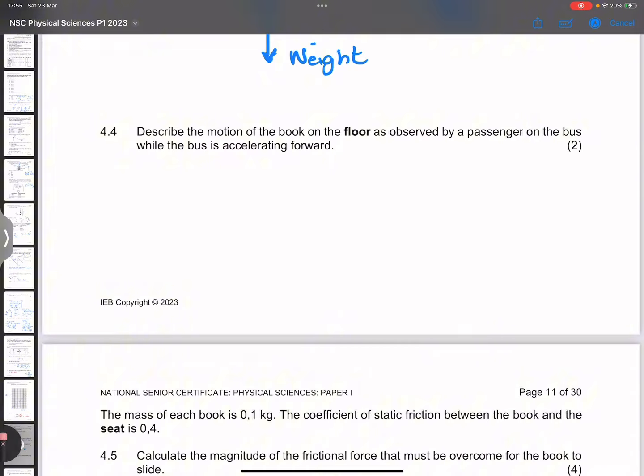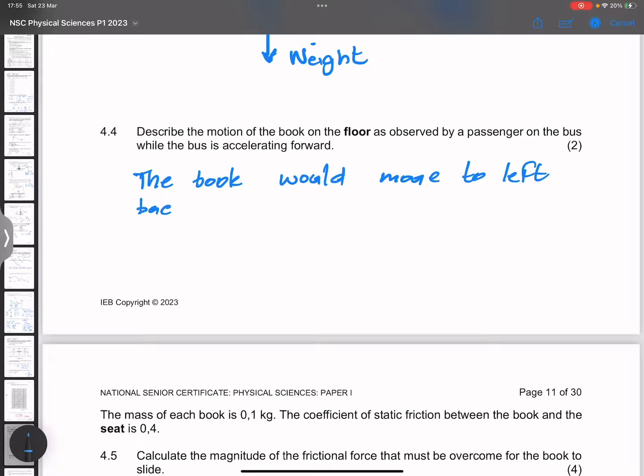Okay, so the book would move to the left. Or you can say backwards. All right, we can say backwards relative to the position, so that's relative to the passenger. Okay, right, I hope that makes sense, ladies and gents.